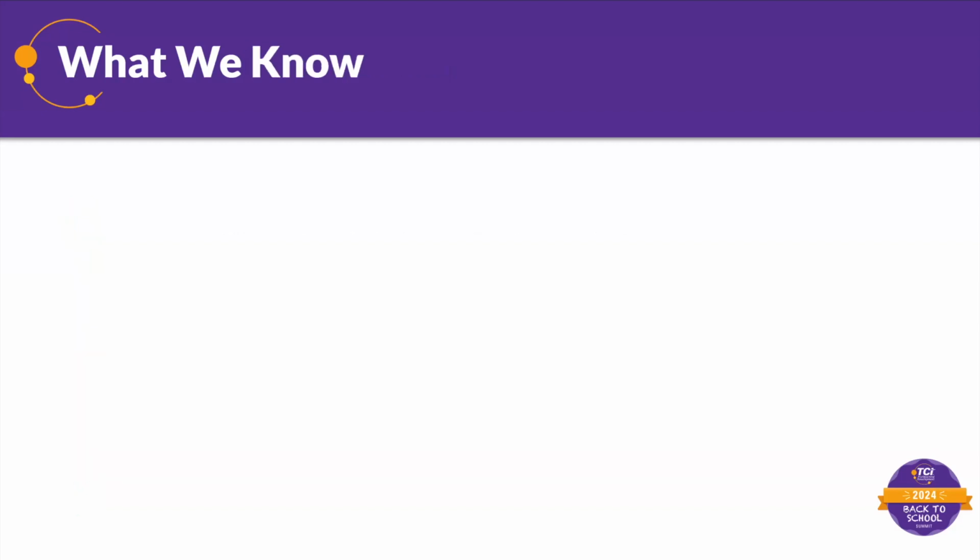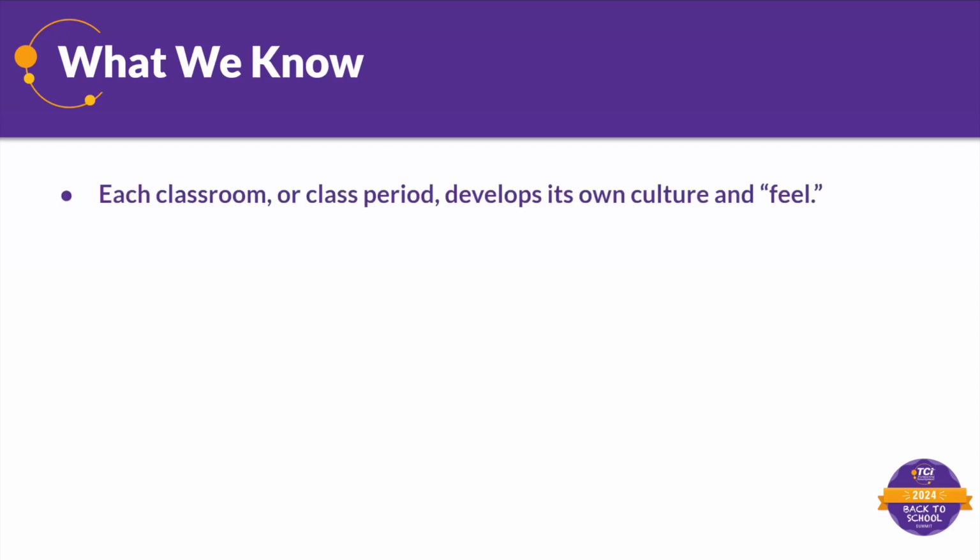So first, why? What do we know that's true? And if you've taught for any length of time, you know everything I'm about to show you is true. And anecdotally, you'll know it's true. There are, I think, 5 things on here that we know are true. Every classroom or class period, if you're in secondary, develops its own culture and feel. We know this. Different class periods feel different than other class periods.